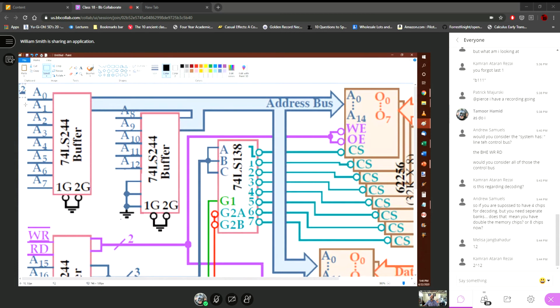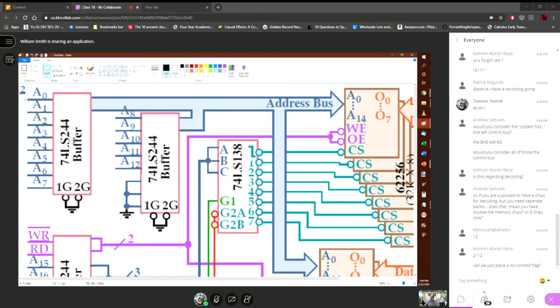You change your size, I want you to just grab them. Hang on, sorry about this. Can't we just place a no connect flag? Really, you're going to want it grounded. You are going to want it going somewhere solid. Technically, it could be a no connect. Oh, you're right. That's a good question. Very good question.